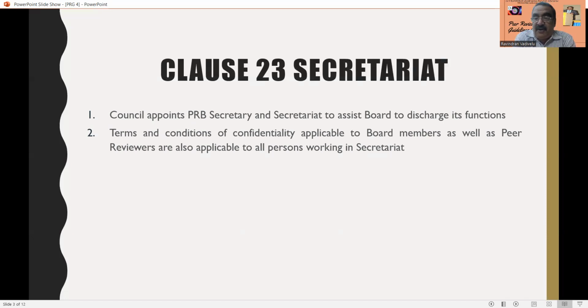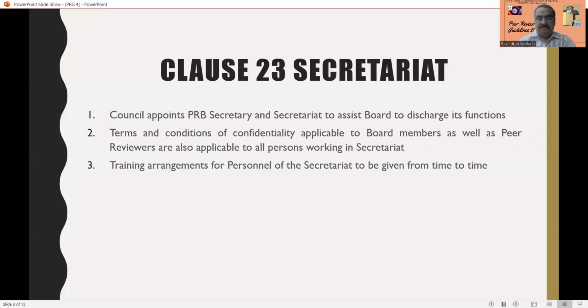Then the terms and conditions of confidentiality applicable to the board members as well as the peer reviewers are also applicable to all persons working in the secretariat. That is, the terms and conditions applicable to the board members as well as peer reviewers with reference to confidentiality also apply to all persons working in the secretariat, because they have to maintain secrecy. And training arrangements for personnel of the secretariat have to be given from time to time to update their knowledge.